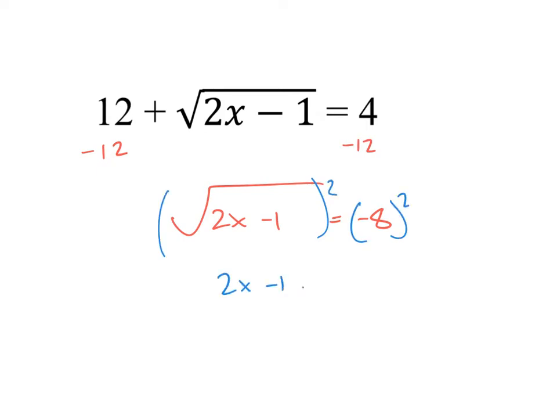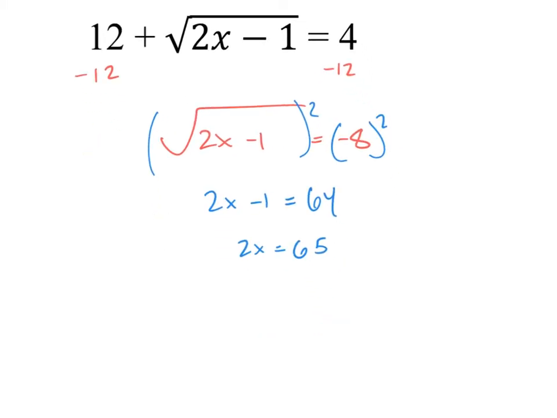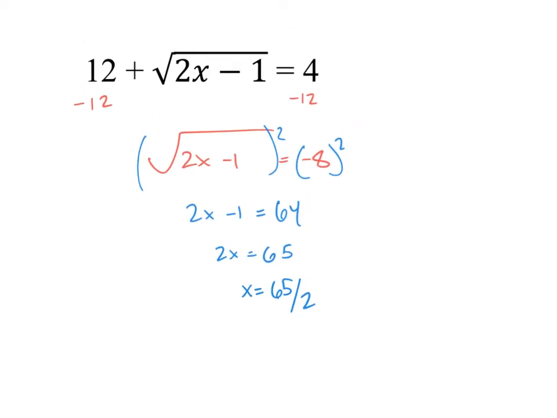So now that I isolated the square root, we'll square both sides. We'll add 1 onto both sides. And we end up here getting x is equal to 65 over 2. And we're fully anticipating this one to not work. And let's show why. So we have 2 times our solution, which was 65 over 2.